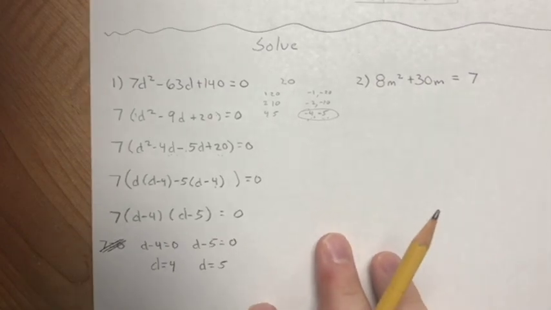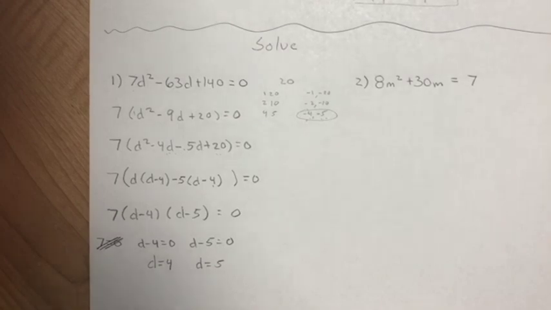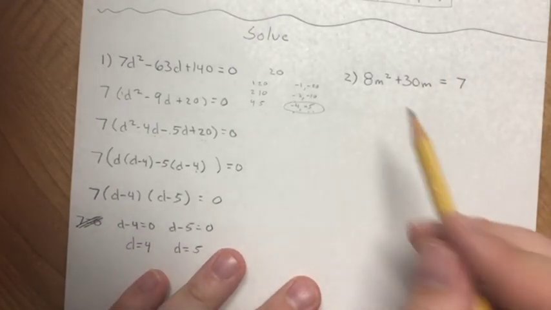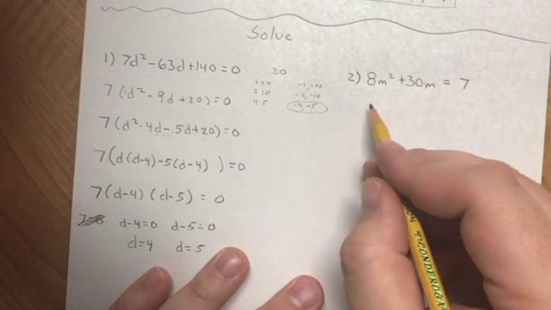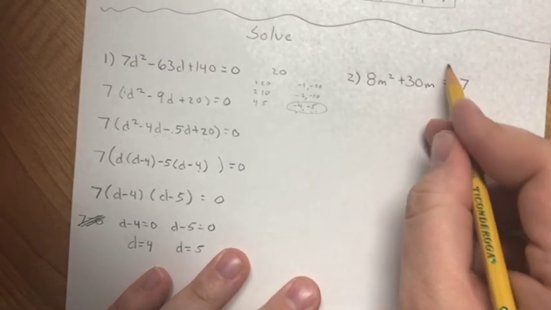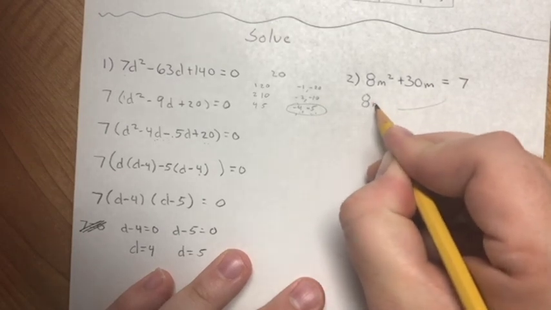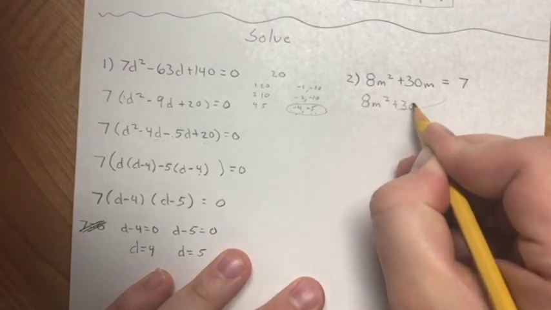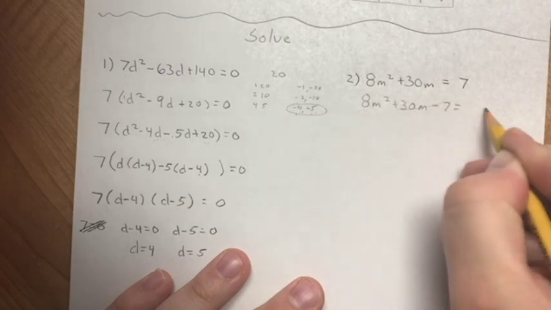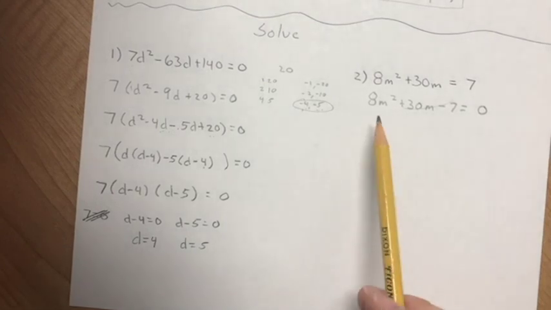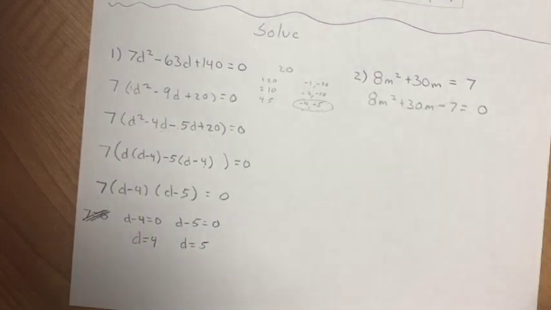All right, I'm going to try number 2 with you, because there's another little thing that's happening in this one to kind of show you a trick that you might need. So my first step in solving this is to set it equal to 0. So I'm going to write 8m squared plus 30m minus 7 equals 0. So I have done that. All right, now it tells me in step 2, factor out the GCF and keep it.